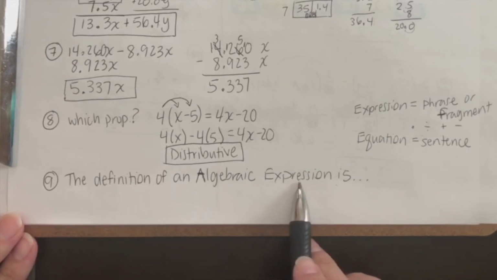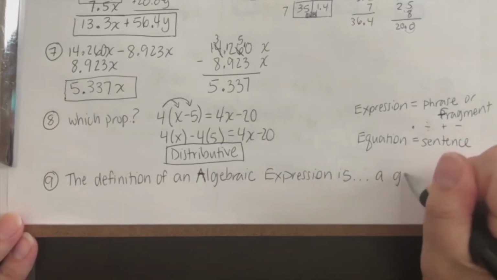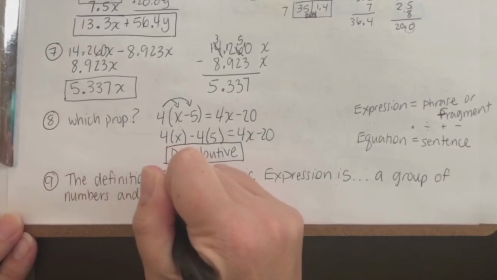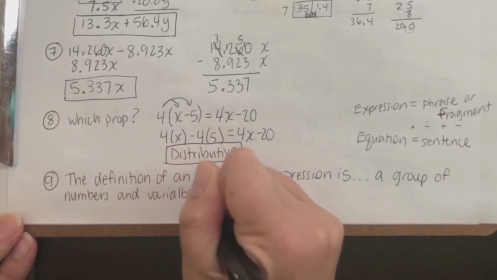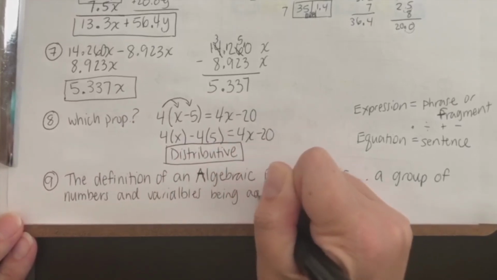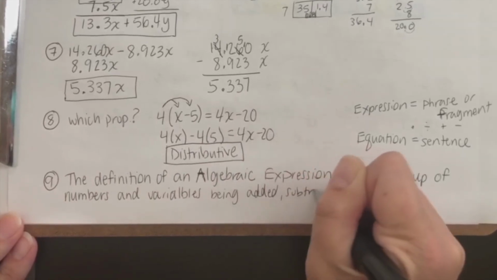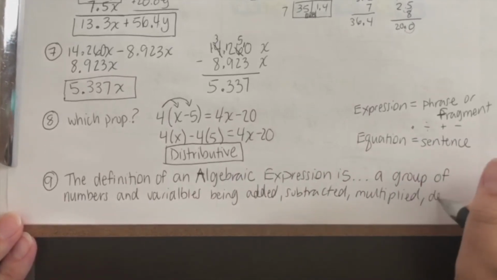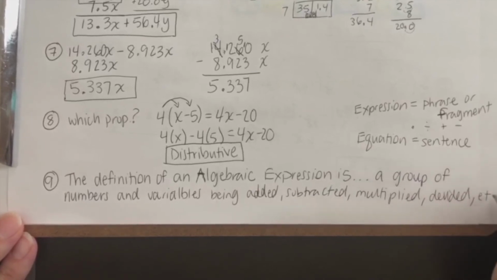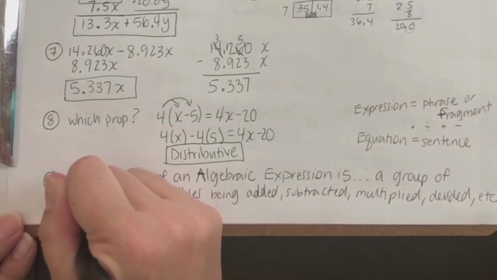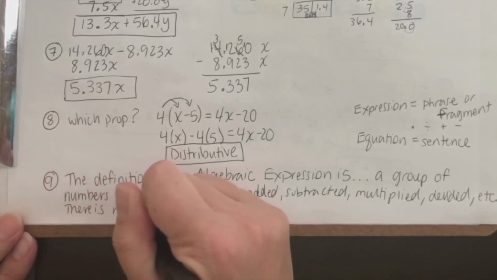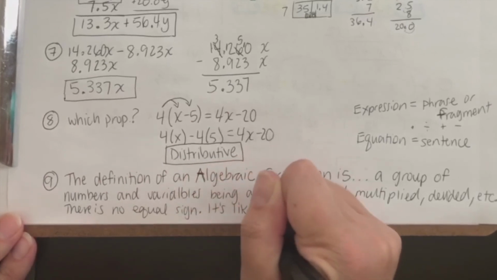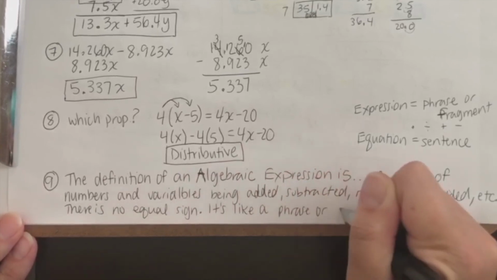The definition of an algebraic expression is a group of numbers and variables being added, subtracted, multiplied, divided, etc. There is no equal sign. It's like a phrase or fragment.